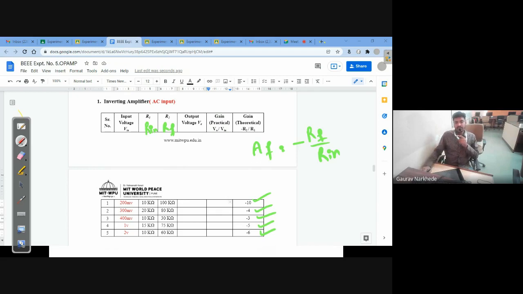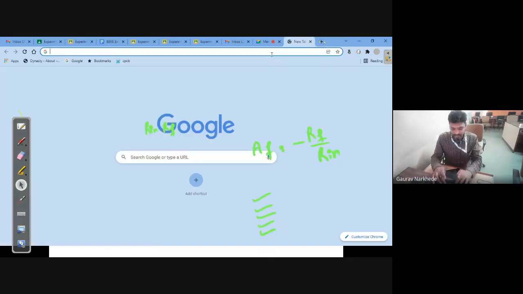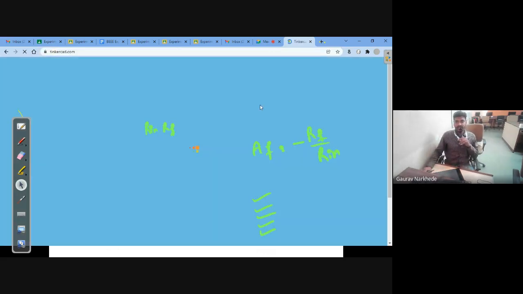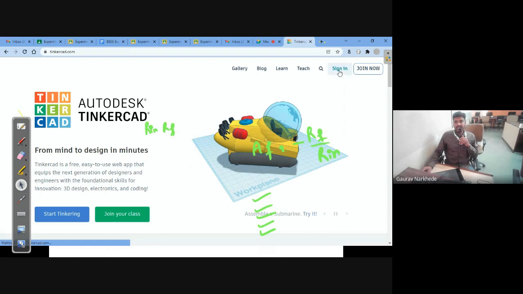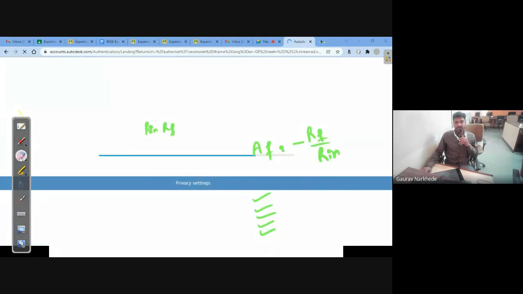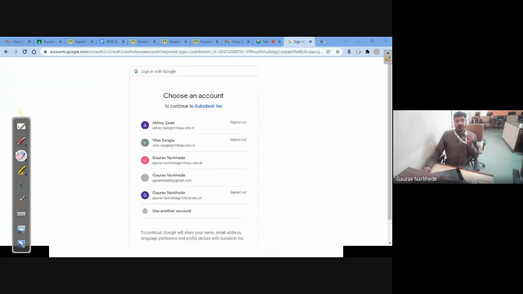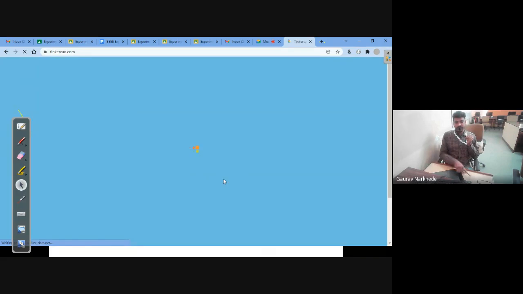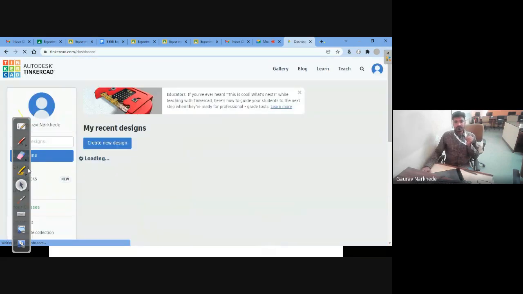Now let us do it practically. So how to do it practically? I will just add Tinkercad here, and I will sign in using my Google account. I'll sign in with my official ID. All the circuits are available. This is your circuit.